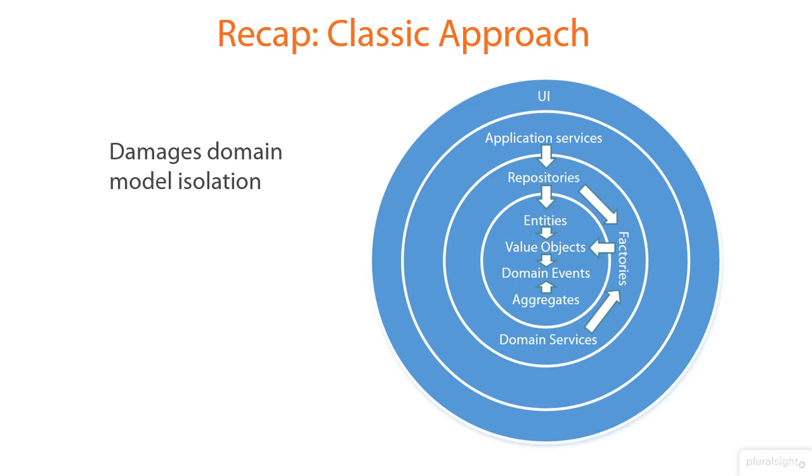The approach we employed in the previous demo works, but it has two major drawbacks. The first one is that it violates the isolation principle we discussed in the first module. Layers in the onion architecture should know only of themselves and the ones residing lower. They shouldn't depend on classes from outer layers. The ATM entity works with the DomainEvents static class, which doesn't belong to the innermost layer of the onion architecture. Therefore, this implementation damages the isolation of the domain model.